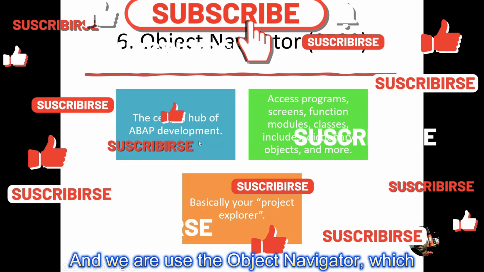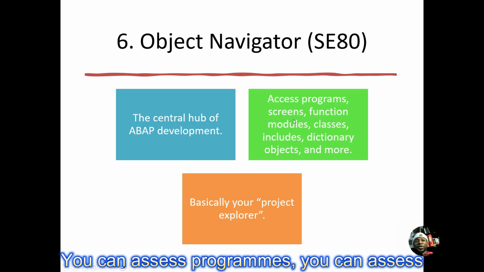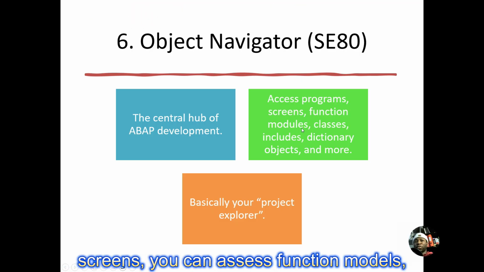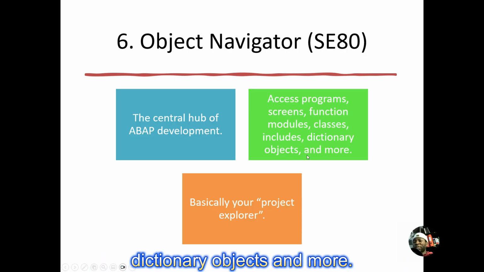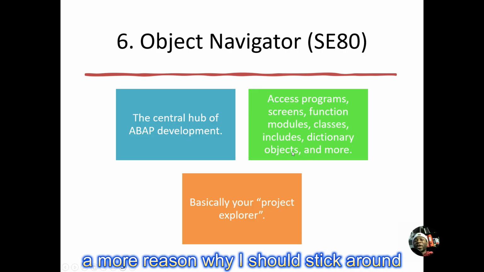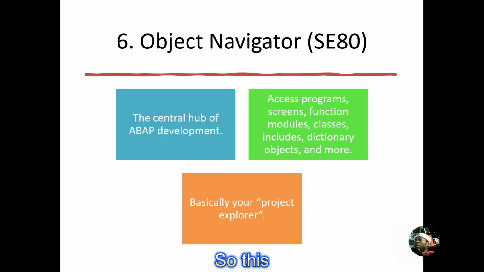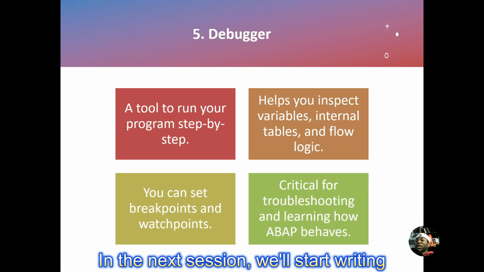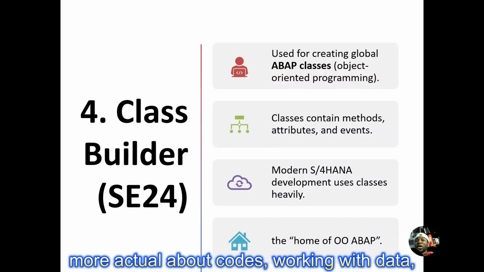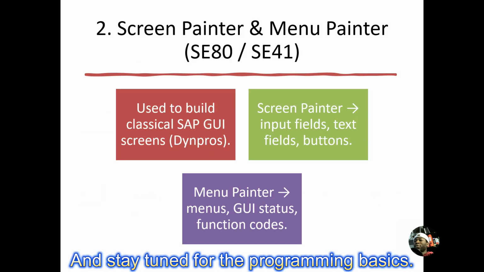And we have used the Object Navigator, which is the central hub of ABAP development. You can access programs, screens, function modules, classes, include programs, dictionary objects, and more. So if you're not familiar with this, that's more reason why you should stick around this course. It is basically your project explorer. So these are actually the core tools that you use as an ABAP developer. In the next session, we'll start writing actual ABAP code, working with data, working with variables, and also building real applications. Stay tuned for the programming basics.